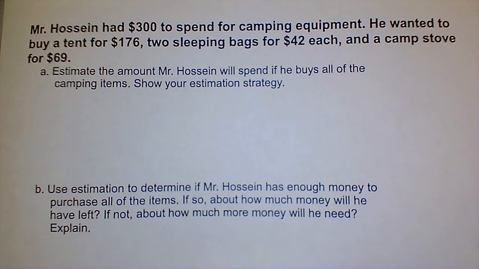First, we're going to read the problem. Mr. Hussein had $300 to spend for camping equipment. He wanted to buy a tent for $176, 2 sleeping bags for $42 each, and a camp stove for $69. So students, what are the key numbers that we're going to circle?